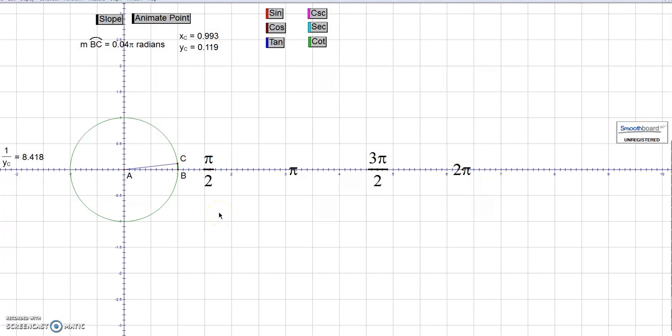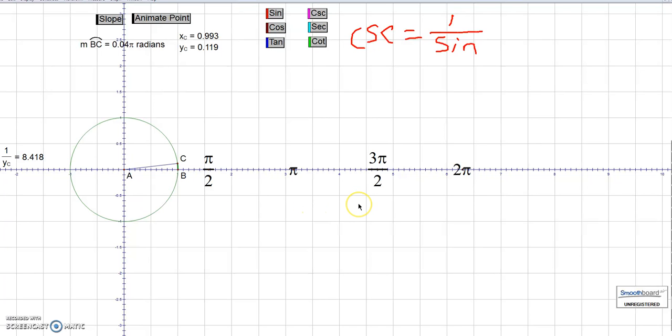So in this video we're going to be looking at the graph of cosecant, and I want you to remember that cosecant is just 1 over sine. And so a couple things we can take from this idea. Whenever sine is 0, whenever our denominator here is 0, cosecant will be undefined.